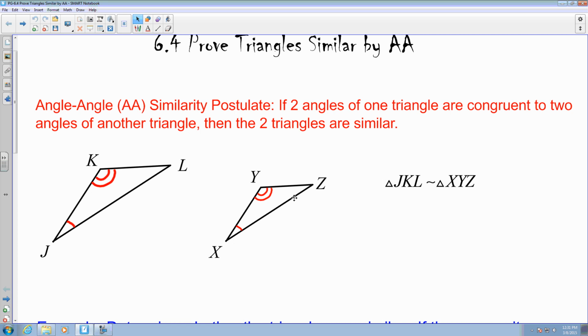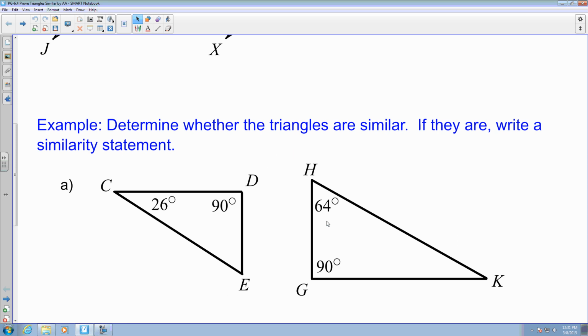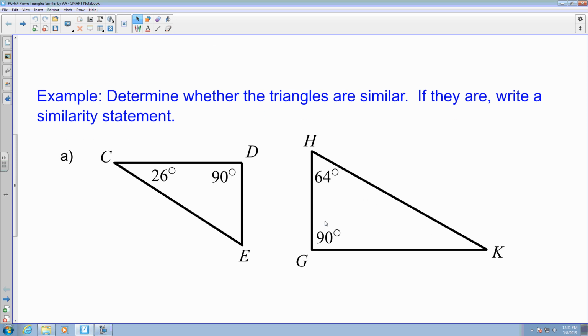So we're going to have to use some rules from previous sections to help us out, but we should be able to do these things. So first off, we're going to determine whether the two triangles are similar. If they are, they want us to write a similarity statement, okay? So right off the bat, I look at it and I see at least one angle that's the same. I see I have a 90 degree and a 90 degree. I got a 26 and a 64.